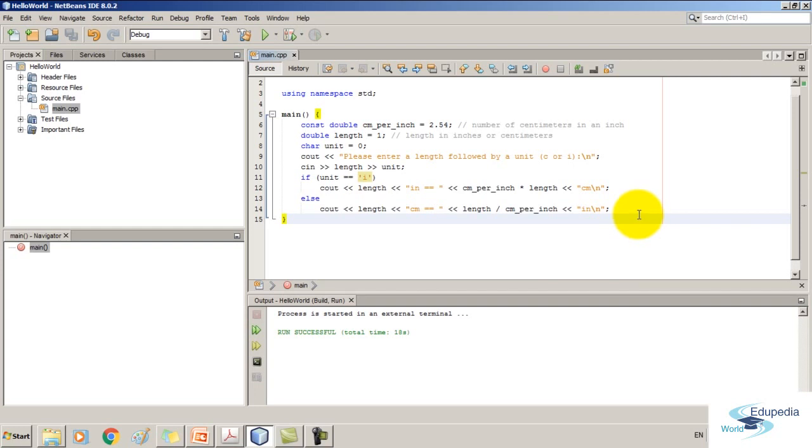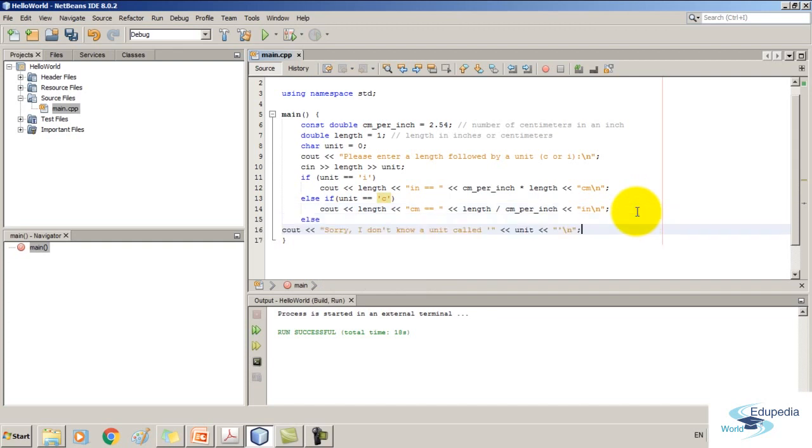So how could we improve this program? We can do something like this. We should check else if the unit is equal to C. So now we have a calculation for the centimeter values. Now in here we have to add another else block saying if it is not either I or C, then it will output "Sorry, I don't know a unit called" that unit that we don't know. So this is our program.